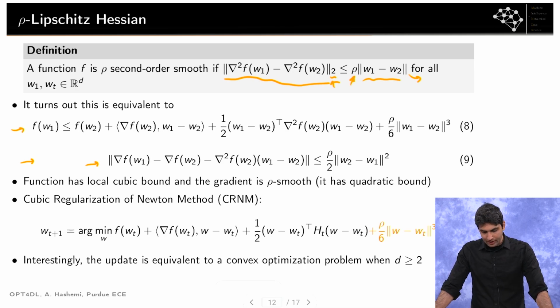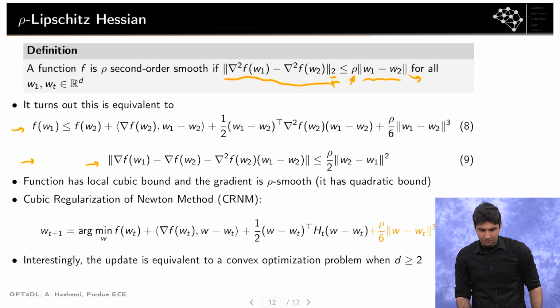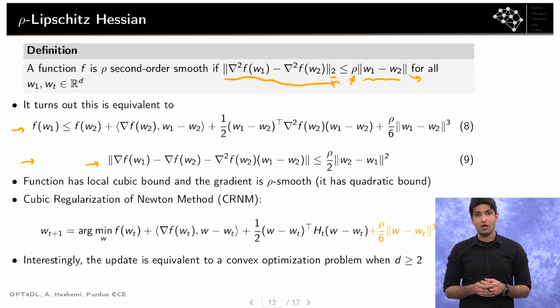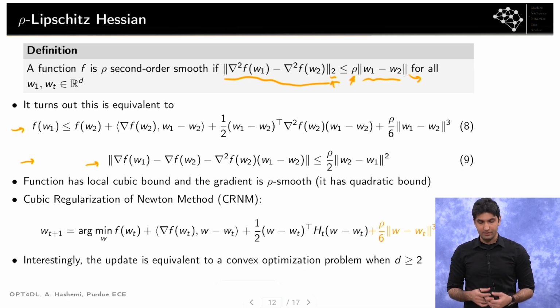Basically, this means that the gradient has a quadratic upper bound and a quadratic lower bound, okay? All right, so now how can we use this idea? Again, let's go back to what we did for gradient descent. For gradient descent, we said that thanks to first order smoothness, we have a local upper bound on the function. It turns out to be a quadratic upper bound. So let's minimize that iteratively.